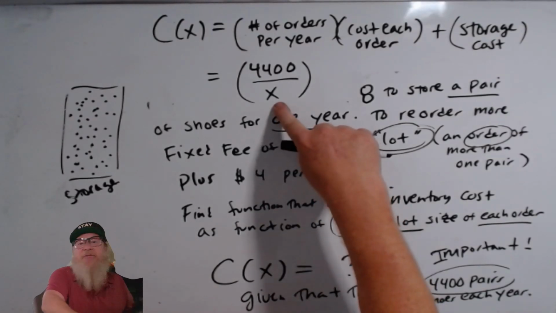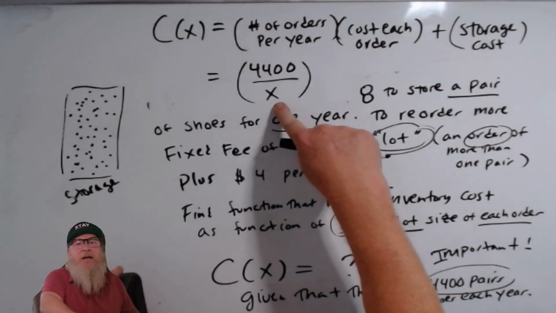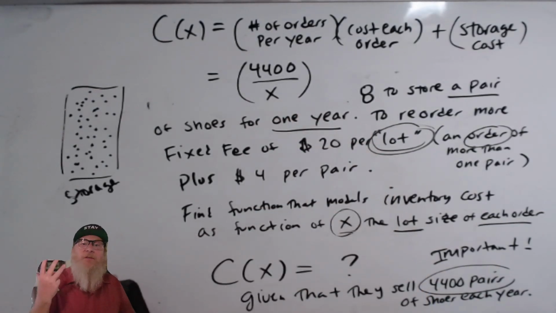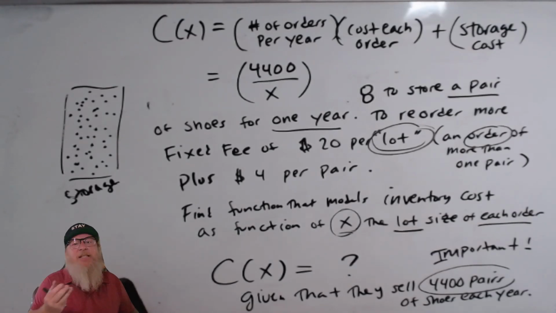And X can be different, right? It doesn't always have to be 100. It doesn't always have to be 10. Our goal is to find the optimal order. We want to find the best amount.